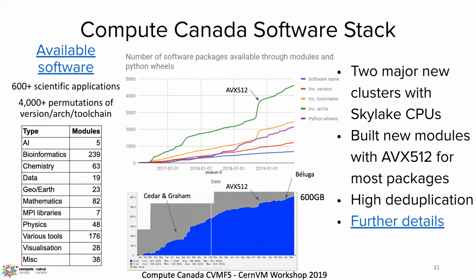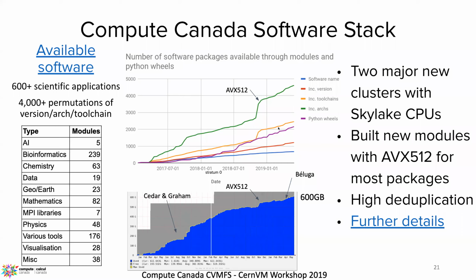So in terms of numbers, this slide dates from early June this summer. We have over 600 scientific applications with 4,000 permutations. On this plot, the blue line is the number of software per software name, so GROMACS is 1, MD is 1. The red one includes different versions of the same software. Purple, I'll skip over, I'll talk later about it. The orange one includes the toolchain.